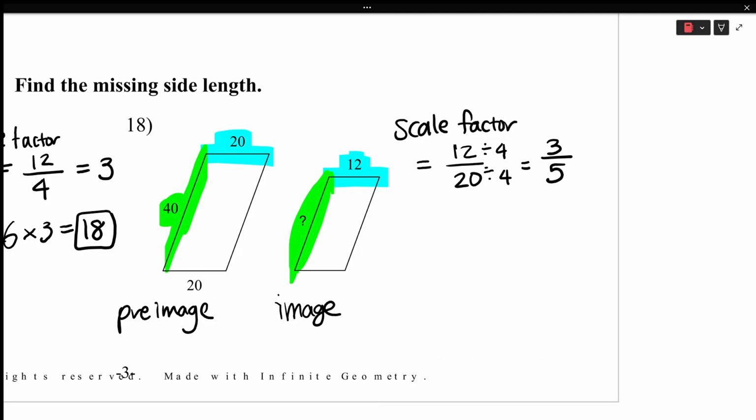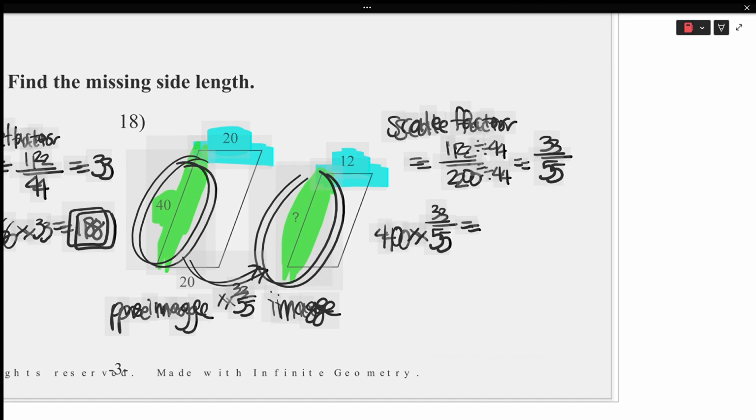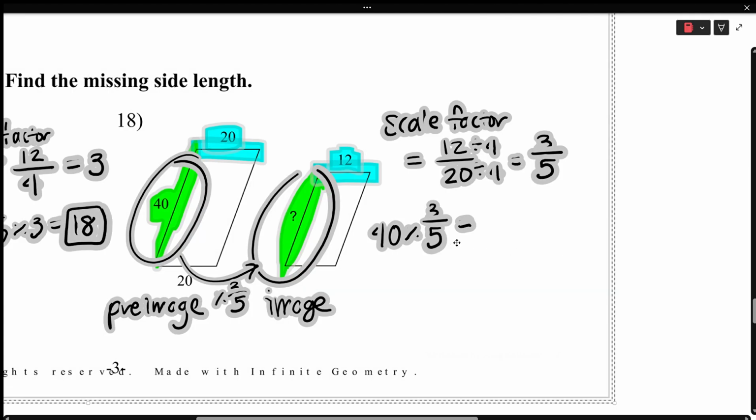So how do I use that logic? 40 times 3 over 5 is going to get you the missing side here. So 40 times 3 over 5, because that's our scale factor. Again, multiplying.